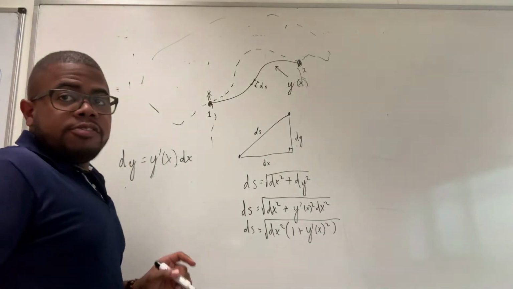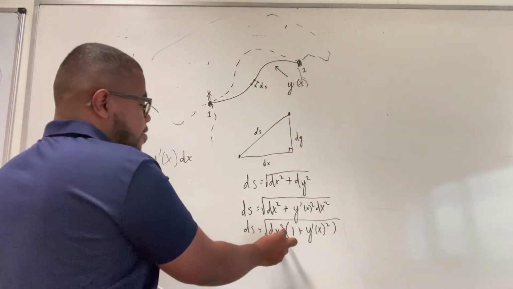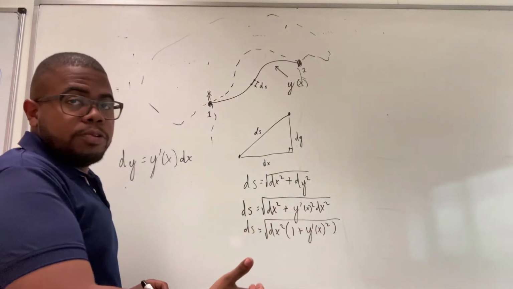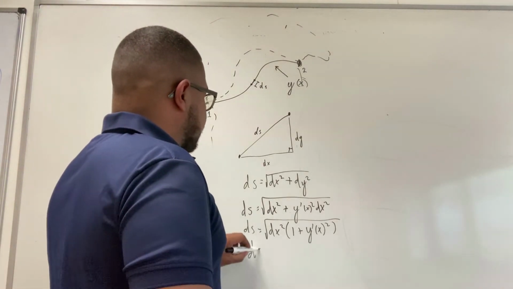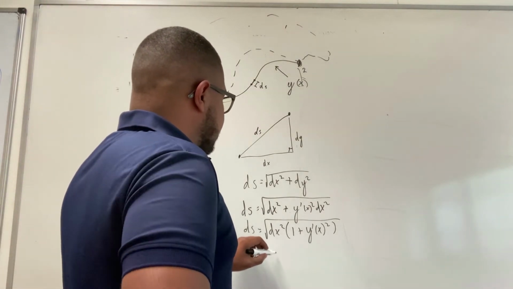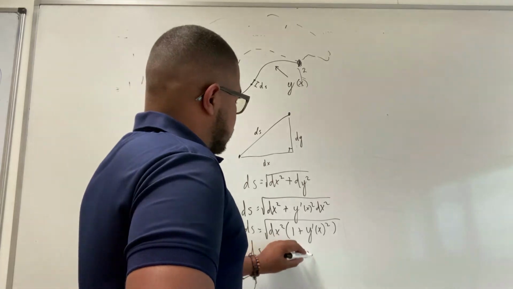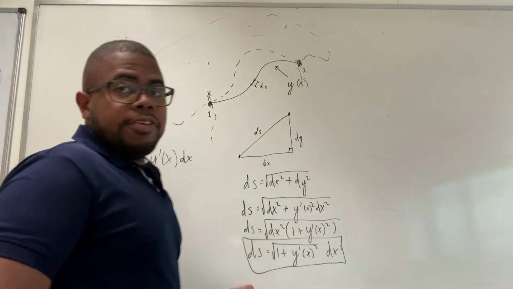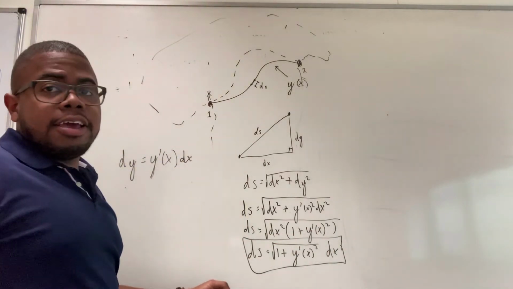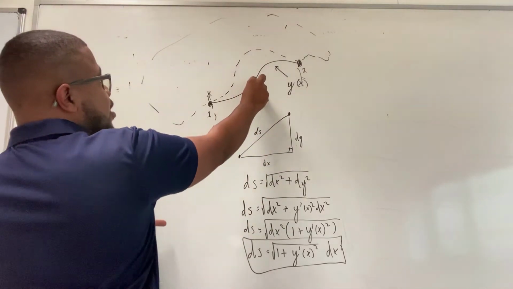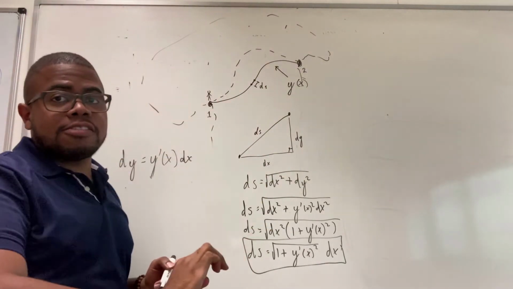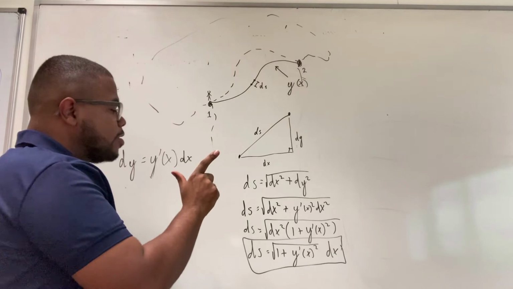Now that we have this, we can very easily take this dx outside of the square root, leaving us finally with our final expression for ds, which is the square root of 1 plus y prime of x squared, times dx. So that is the smallest increment in which you can travel on this path. Now, we have this in mind.